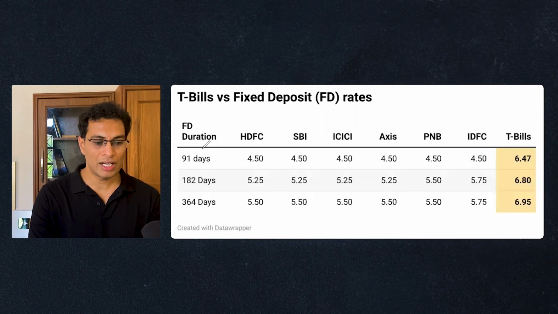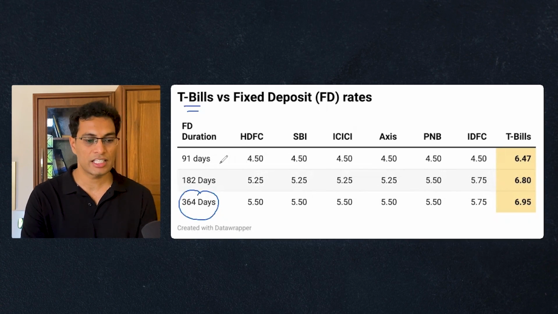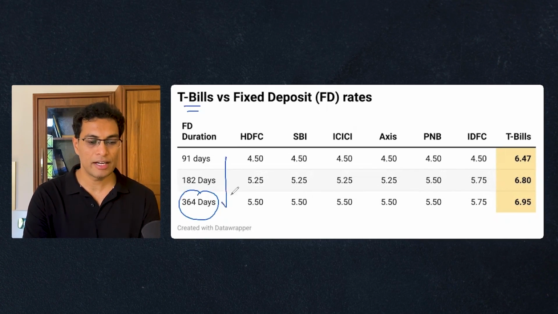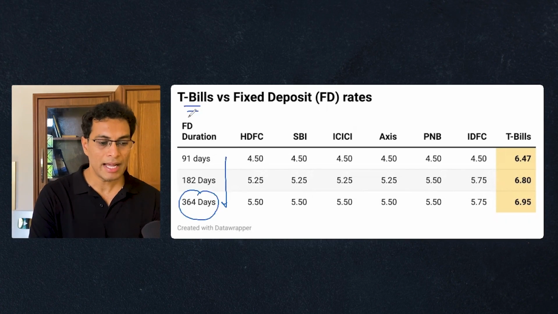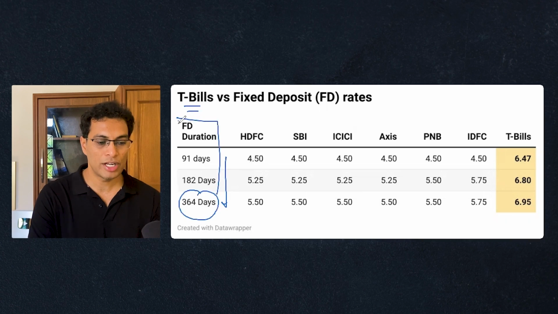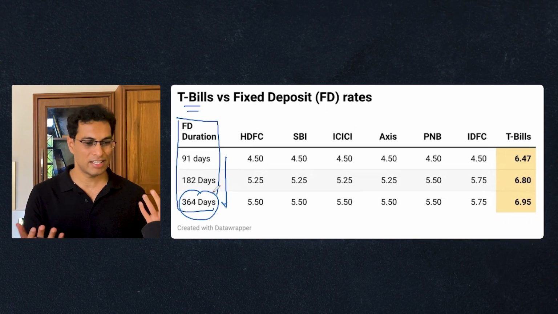Okay, just a very small correction. T-bills can be of 364 days also. There are different varying durations that you can buy, not necessarily 91 days. Anyways, coming back, if you are considering FD duration, and this data was from around 5-6 months back.